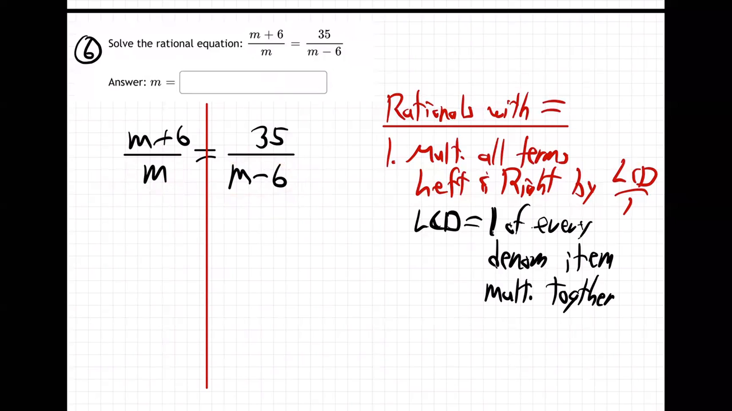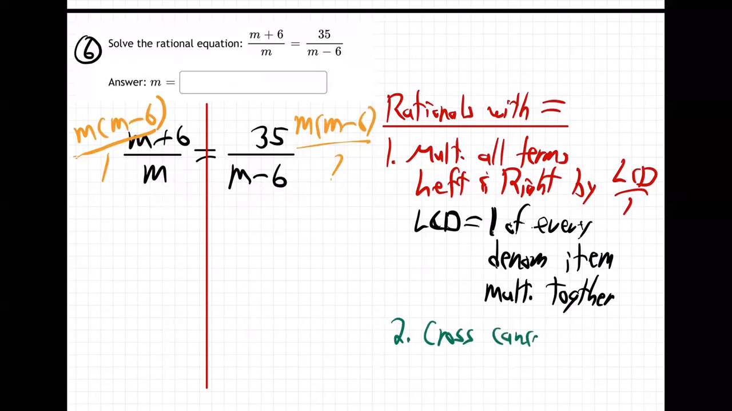So what am I going to multiply by? M minus 6. M minus 6, right? Over 1 if you want. The point is it's in the top. Okay. And so then what's step number 2?